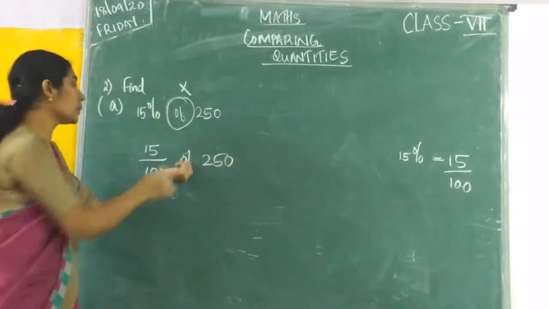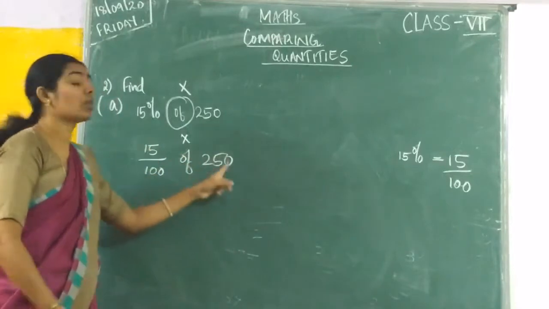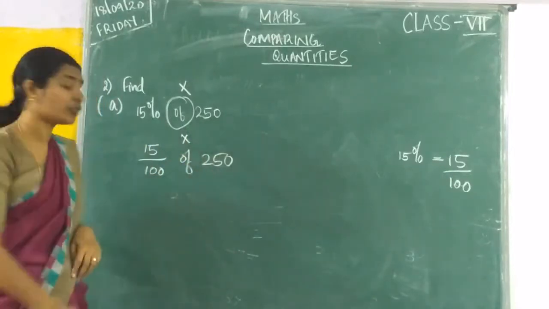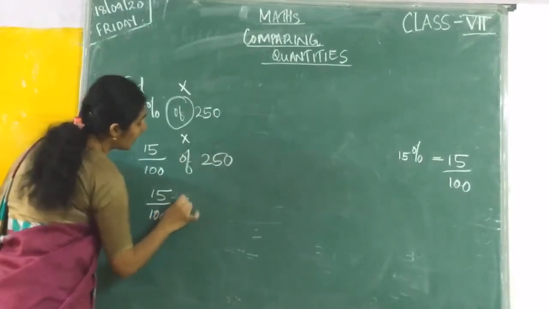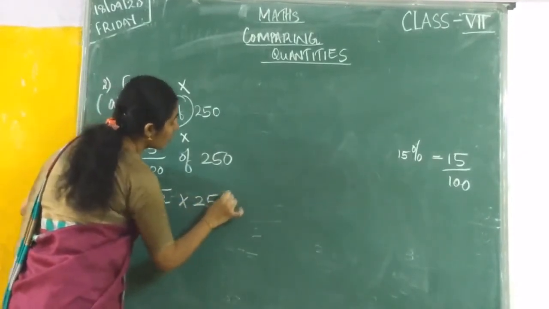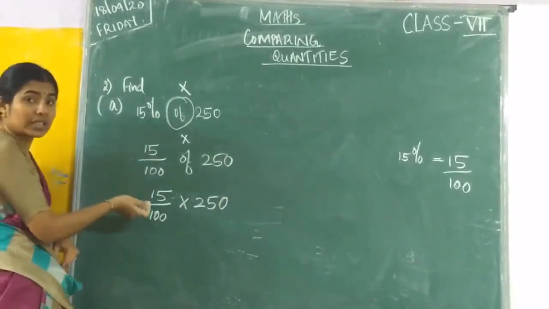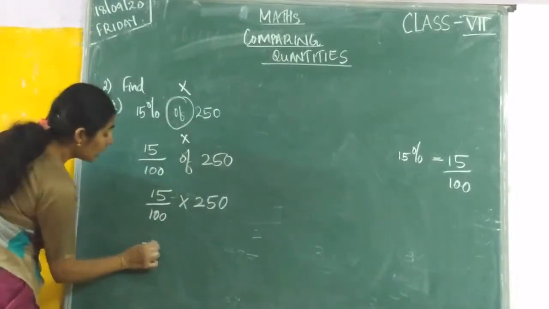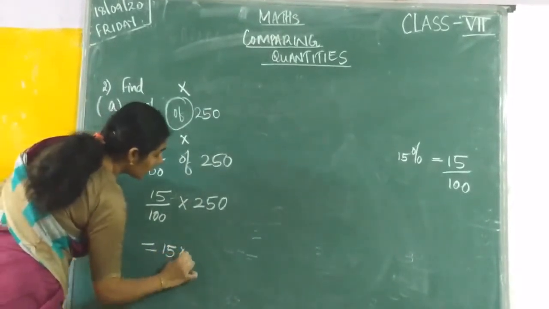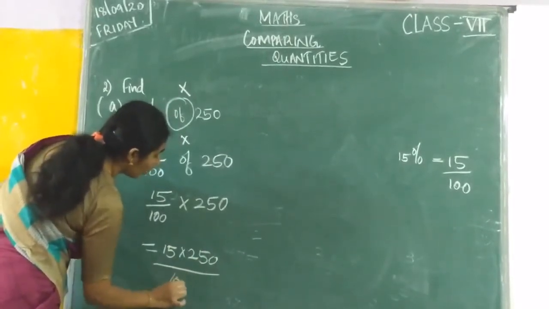250. Now what does this mean? Multiply. So what should you do? This fraction you should multiply with 250. So what will you get? 15 by 100 multiplied by 250. When a fraction is multiplied with a whole number, how do you multiply? Multiply the numerator with the whole number, divided by the denominator.